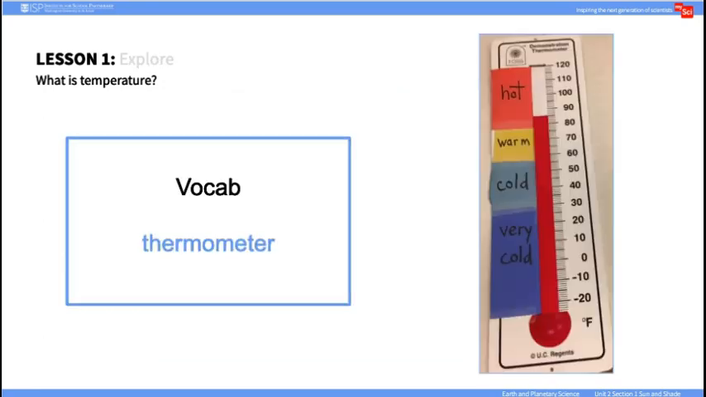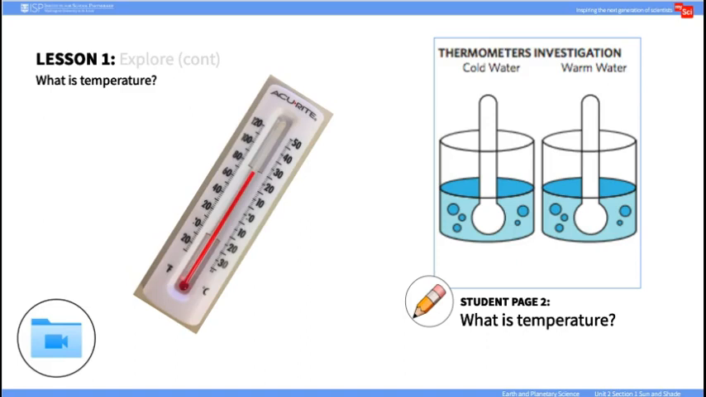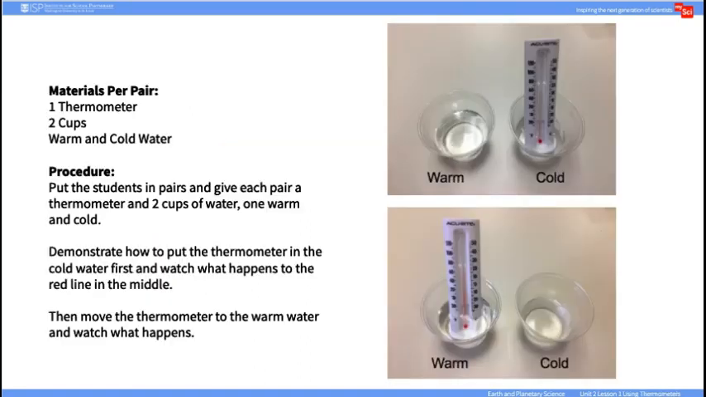In the Explore portion of this lesson, students will observe a thermometer and discuss that thermometers are tools used to measure temperature. Next, students will work in pairs to conduct an investigation to describe how a thermometer measures temperature. Each pair of students will use a thermometer and 2 cups of water, one warm and one cold, to measure temperature. Students will predict and observe how the red line moves in each cup to compare water with different temperatures.